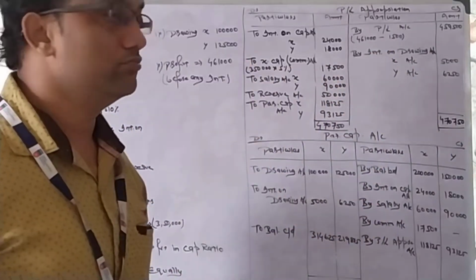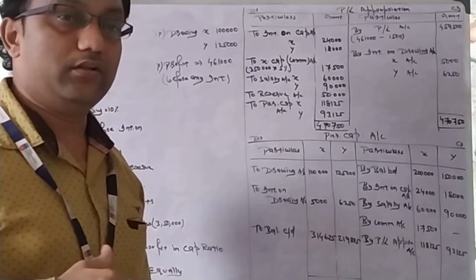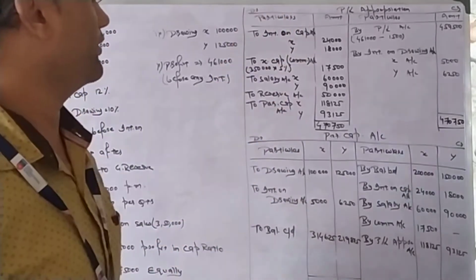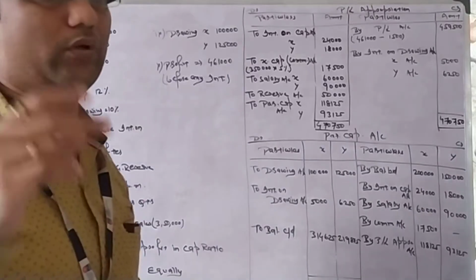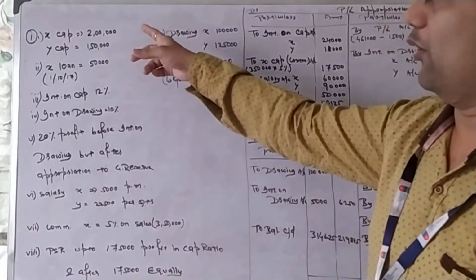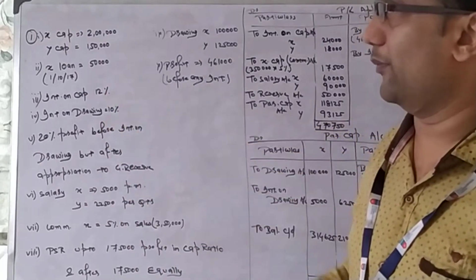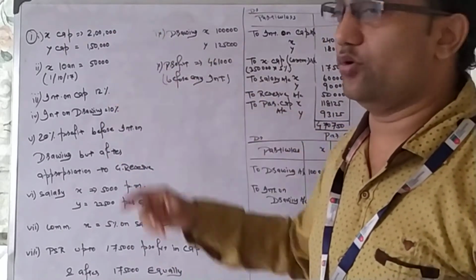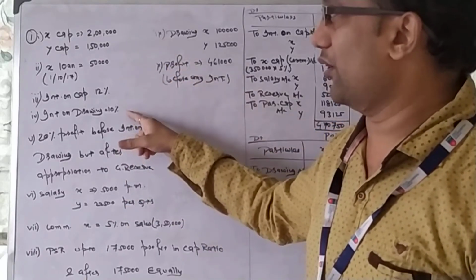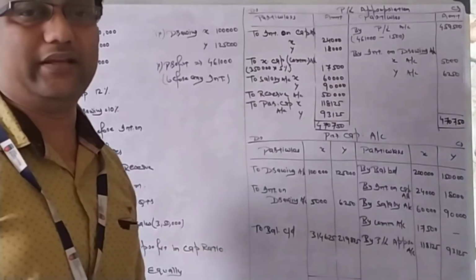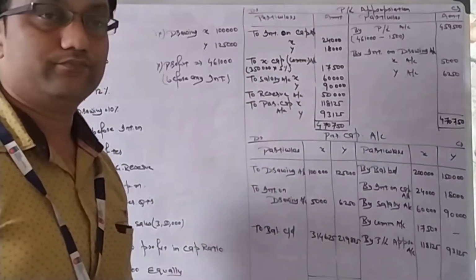Now coming to the debit side, that is the appropriation of the items. Interest on capital. X has introduced 2 lakh capital and Y has introduced 1,50,000 capital. Interest rate is 12%. So 2 lakhs into 12%, 1,50,000 into 12%, it will come to 24,000 and 18,000. I have written over here.